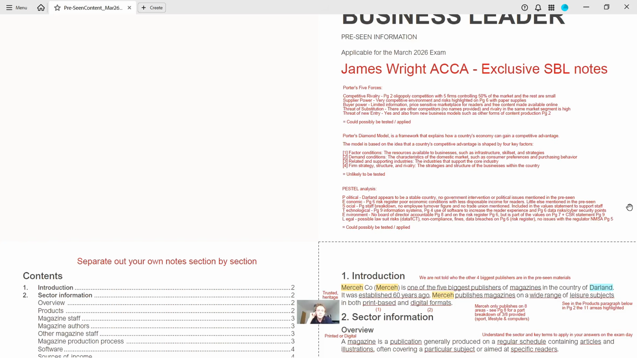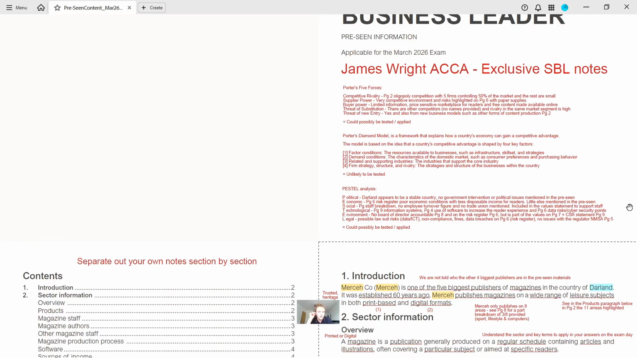Environmental, there is no board of directors member accountable for this on page 8. It is actually part of the risk register on page 6, and the values on page 7, and the CSR statement on page 9, and it's also one of the KPIs. There's plenty to talk about for environmental points in your PESTEL analysis if it was to come up.